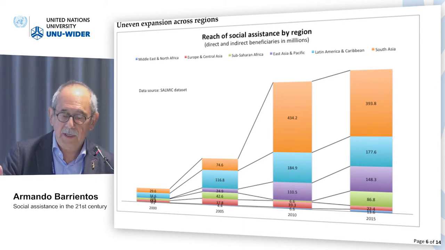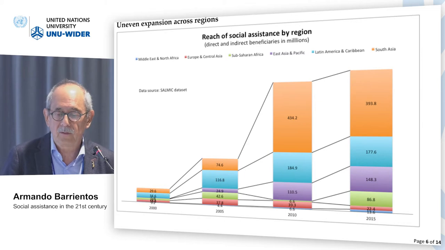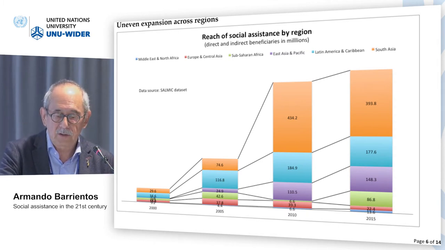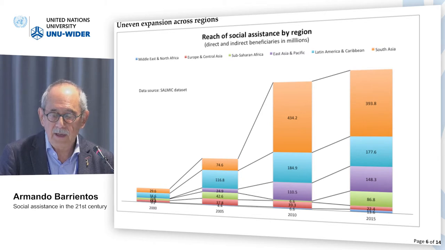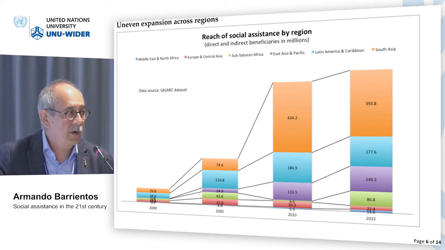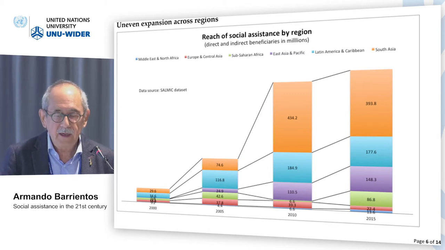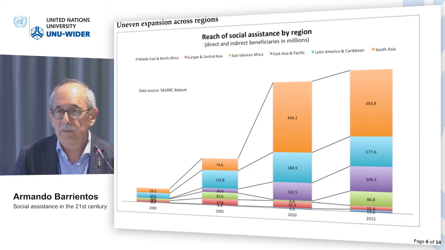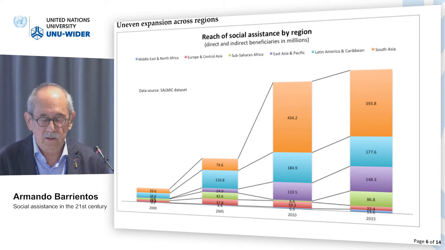But as you can see, there has been a very large expansion in South Asia. And a lot of it is to do with perhaps the National Rural Employment Guarantee Scheme in India, the big expansion between 2005 and 2010. But there is also an expansion in Latin America, although perhaps a leveling off by 2015. Then it becomes much more difficult. In Sub-Saharan Africa, there has been an expansion in terms of the number of programs, but in terms of the number of beneficiaries, that is not as strong.